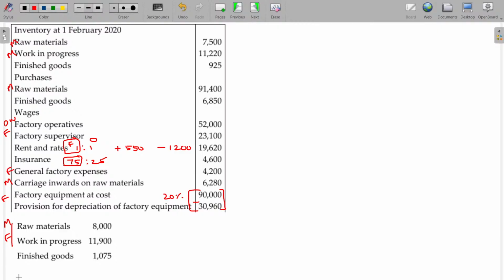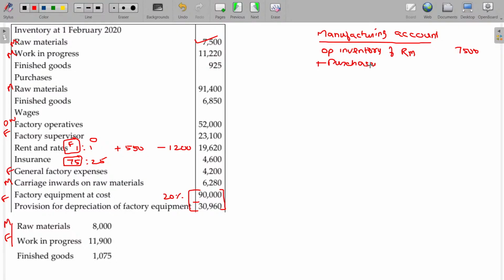Let's start. I'll prepare the rent and rates account later on. Let me finish up the manufacturing account first. We'll start with the opening inventory. Opening inventory of raw material 7,500. Add purchases of raw materials.